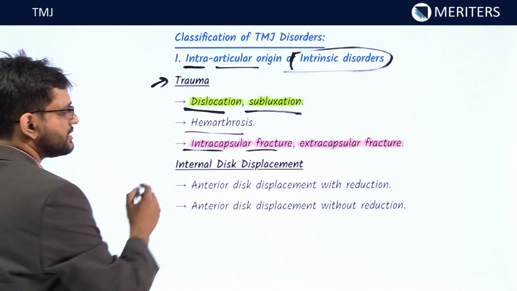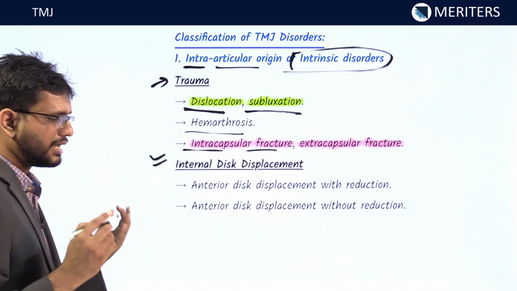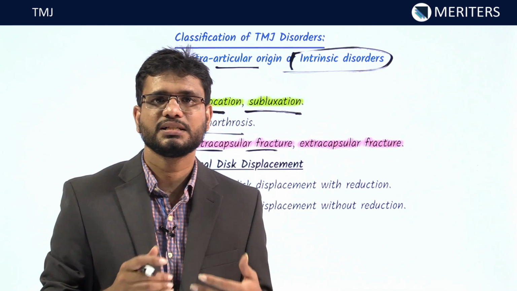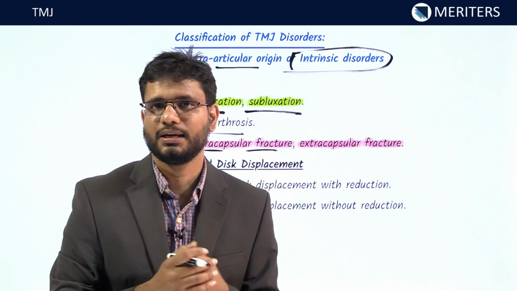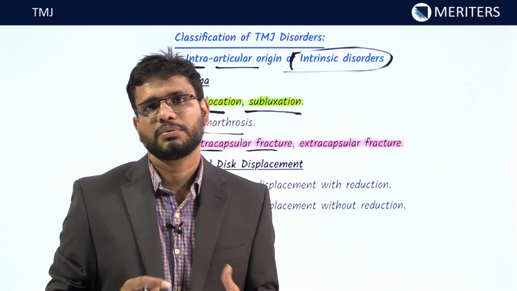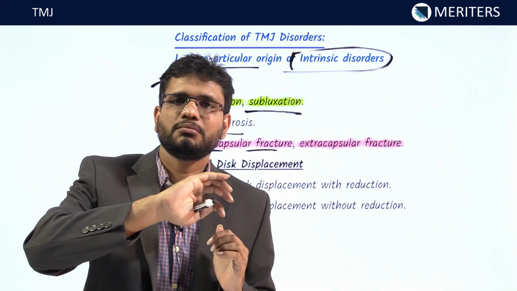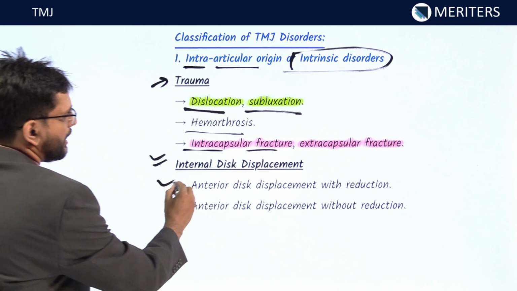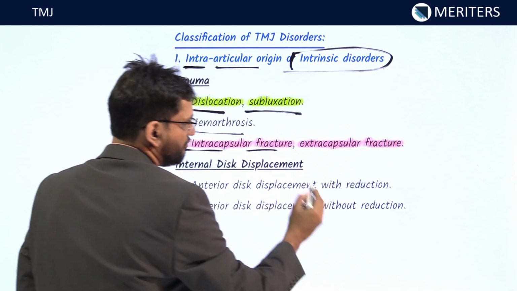Then the internal disc displacement. What happens, as I have already told, is that generally the anterior or the middle part is in contact with the head of the condyle, right? Now, sometimes this disc becomes displaced anteriorly, and that is known as anterior disc displacement with reduction.